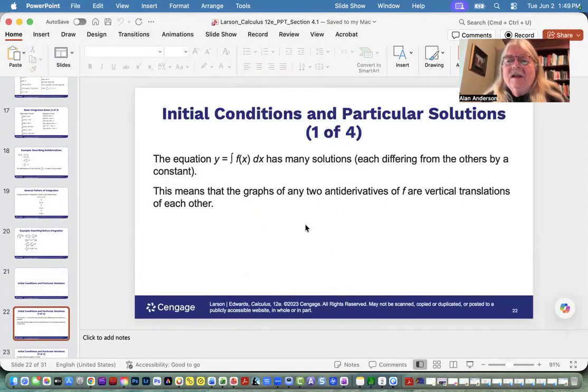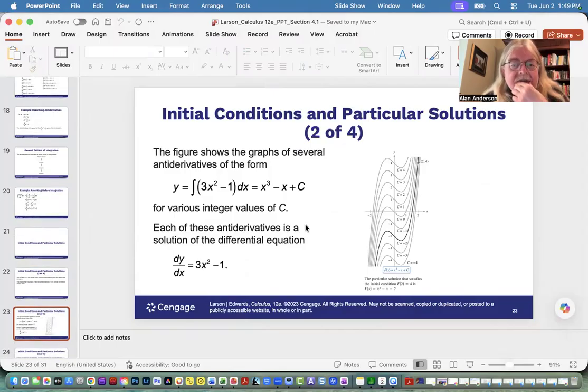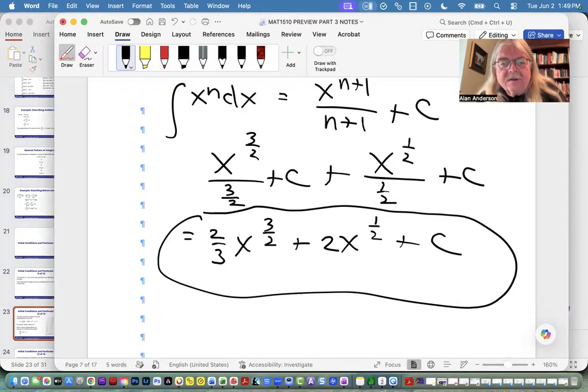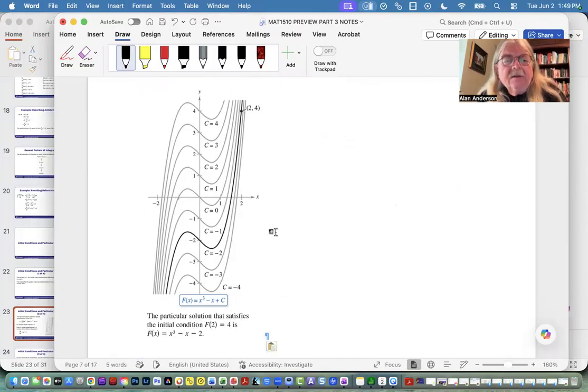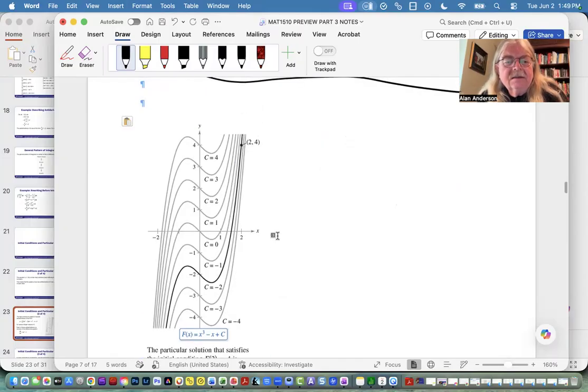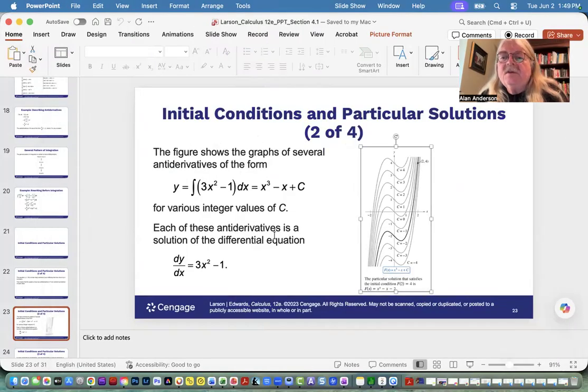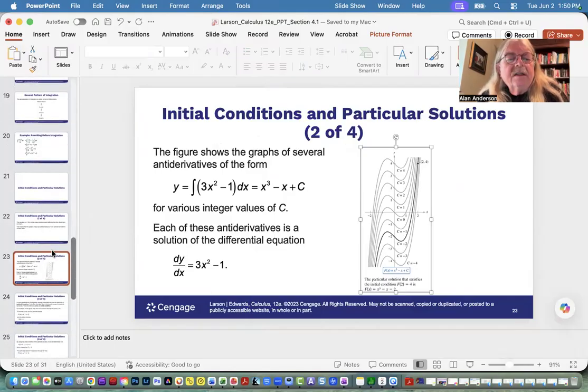Okay. Now, if you do really need to know the constant, that's what this is all about. Initial conditions and particular solutions. So here they're giving us this wonderful little graph to show that this particular integral gives us x cubed minus x plus c. So these are all the curves that potentially can give us the solution, and they're all different by a constant. Okay. But what if we do need to know the actual value of C? We have to be given what's called an initial condition.